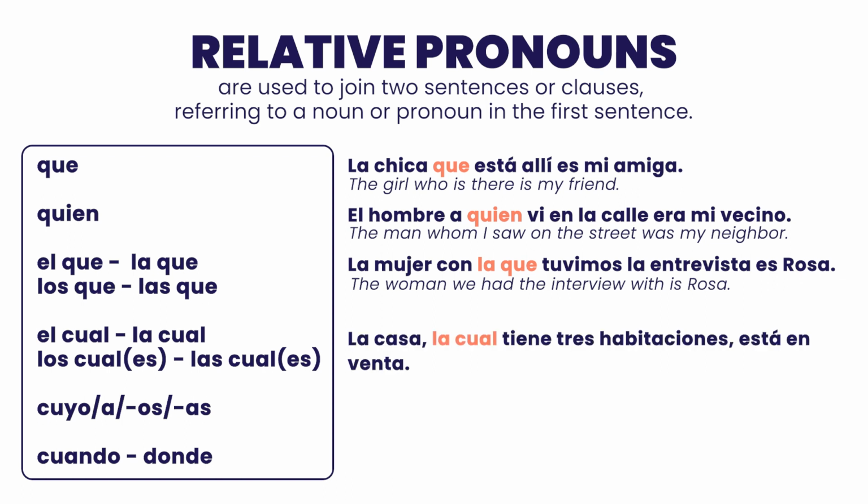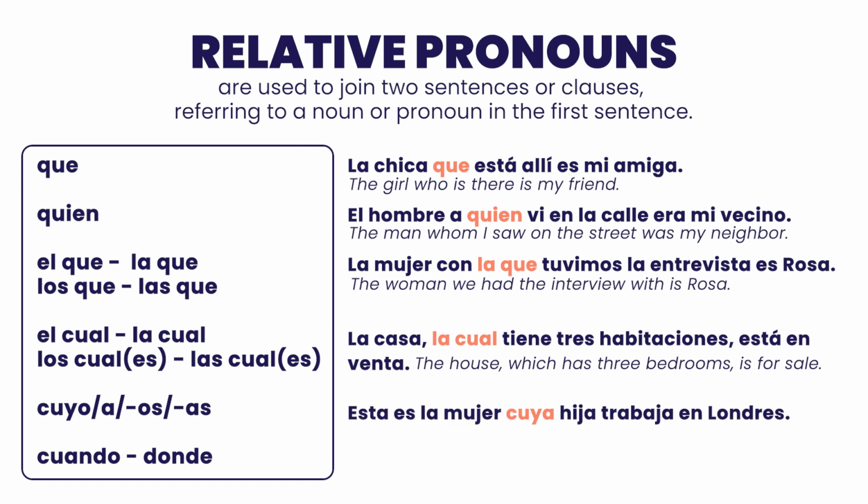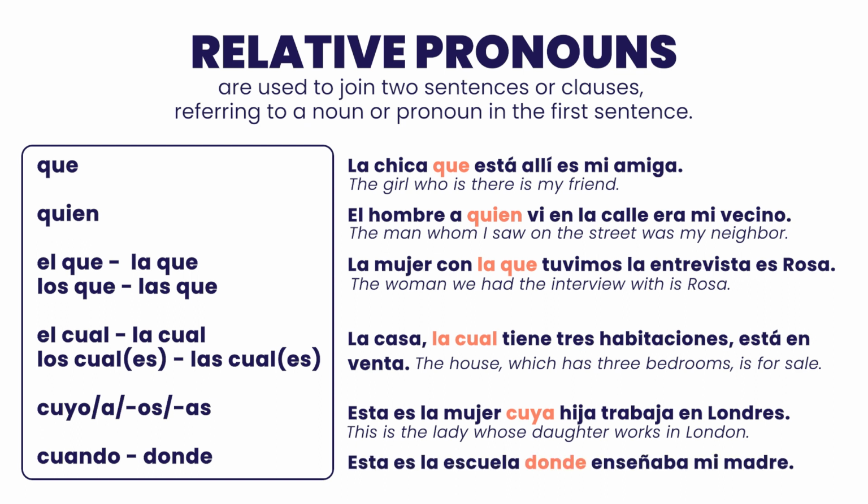La casa, la cual tiene 3 habitaciones, está en venta. The house, which has 3 bedrooms, is for sale. Esta es la mujer cuya hija trabaja en Londres. This is the lady whose daughter works in London. Esta es la escuela donde enseñaba mi madre. This is the school where my mom used to teach.